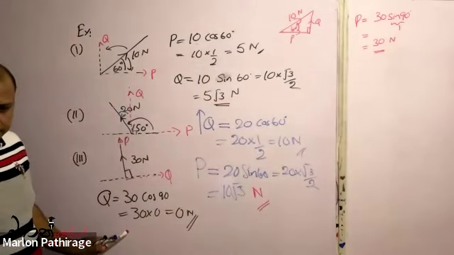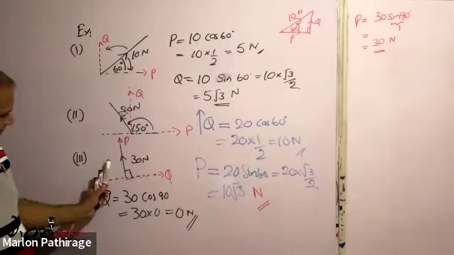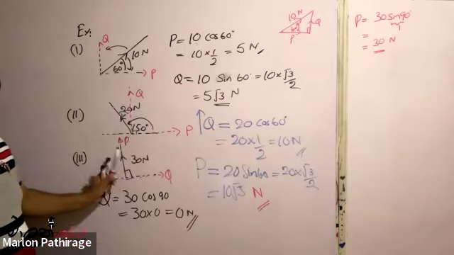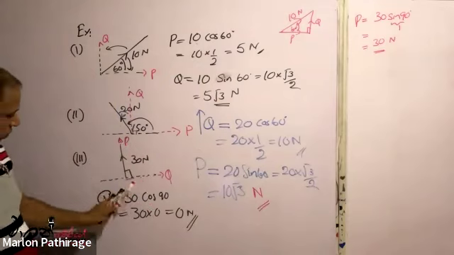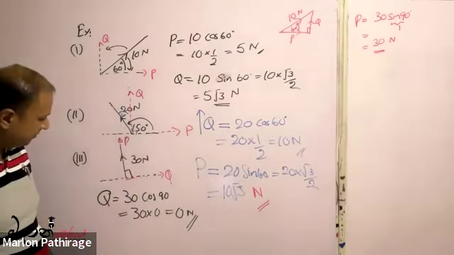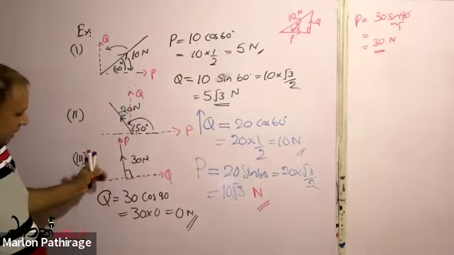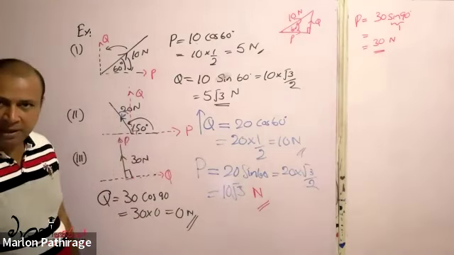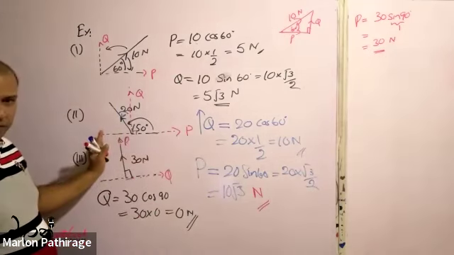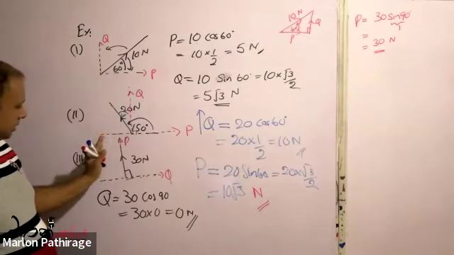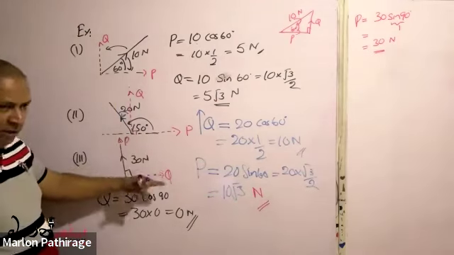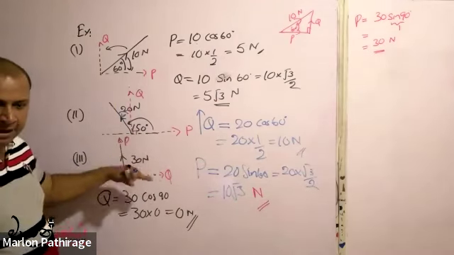This one, Q cos 90. Cos 90 is 0. So then the Q component will be 0. Then you have to find the P component. So make the angle theta.